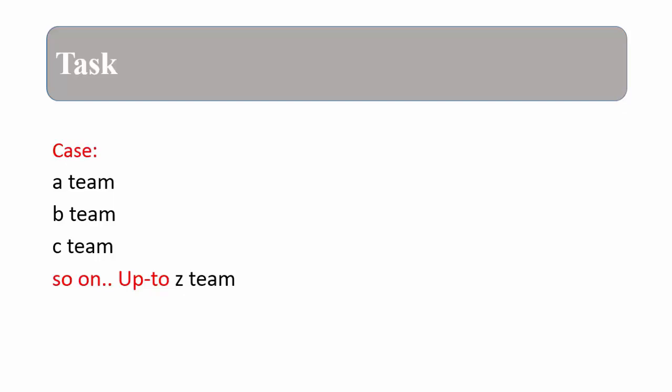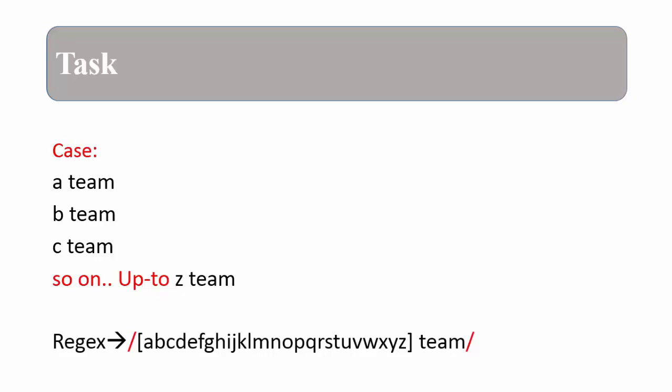So you will come up with some regular expression like this, in which you will put A, B, C, D, E, F, G, H, I, J, K, L, M, N, O, P, Q, R, S, T, U, V, W, X, Y, Z in a character set. Then you have a space, then team. Although this regular expression is completely valid according to our test case, it is not a good idea to put all of these alphabets in a character set just to match one.